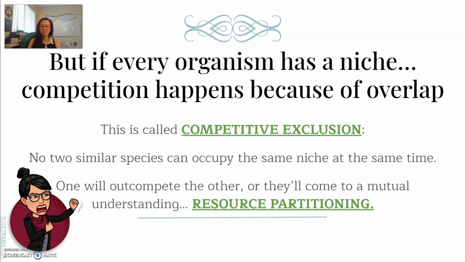So competitive exclusion basically says that you can't have two species that have the same role, right? They can't both live in the same place, eat the same food at the same time. It just doesn't work, because then they're going to be competing for resources. So what happens is they either compete and one of them suffers or all of them suffer, or they do this thing called resource partitioning.